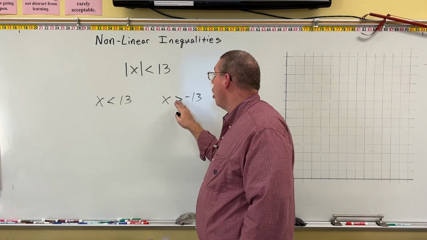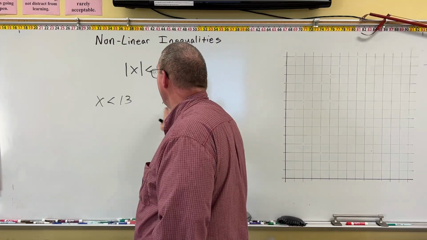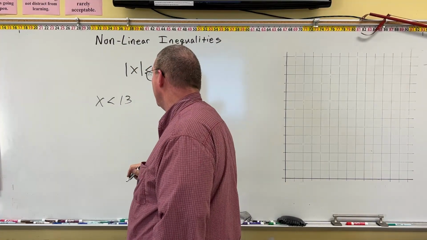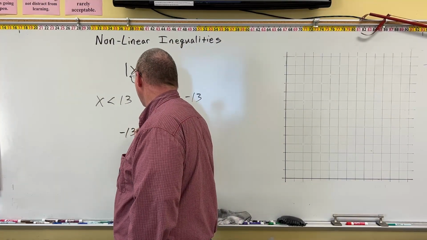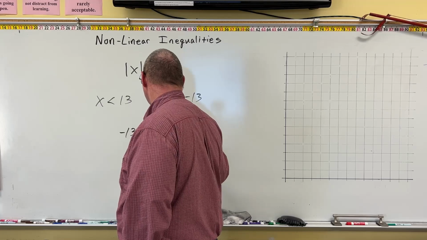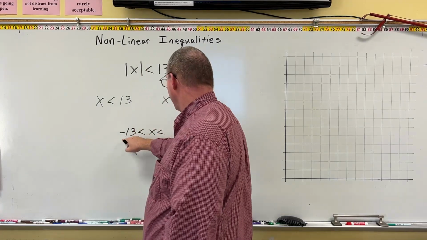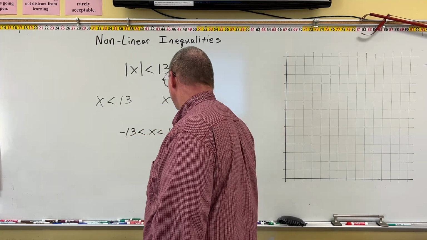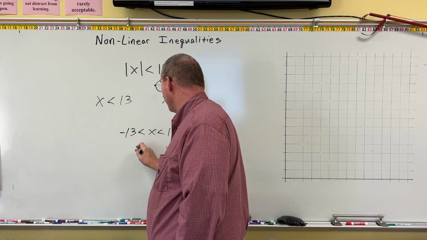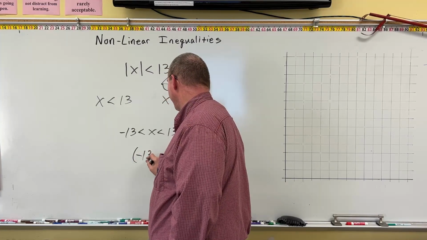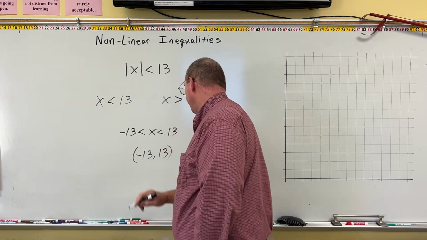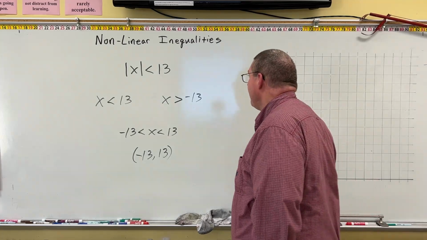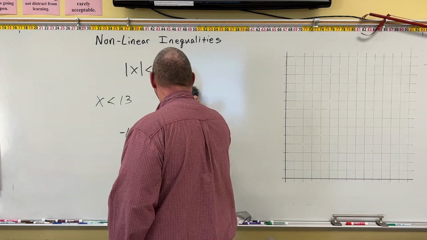So x is larger than negative 13, but smaller than 13. And so we can actually write it the way I showed you a minute ago, which is x is greater than negative 13, but less than 13. And now if we wanted to write our answer in interval notation, it would be negative 13 up to 13. There we go. But what if this was a greater than symbol?